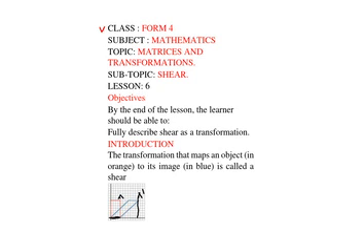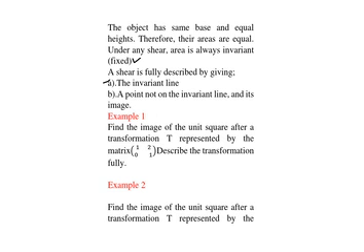So when describing this type of transformation, we have to mention the invariant line, which in our case here is the x-axis, and then a point A which is not on that invariant line and its image after the transformation. For example, find the image of the unit square after a transformation T represented by the matrix 1, 2, 0, 1 and describe the transformation fully.